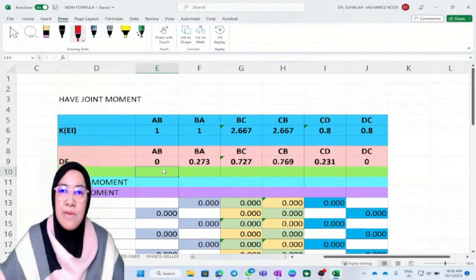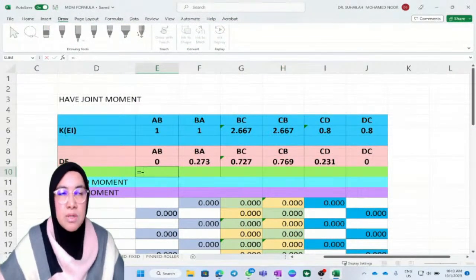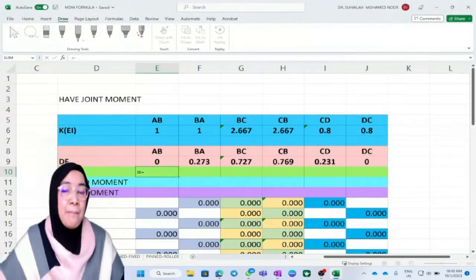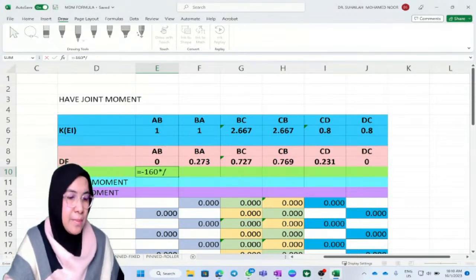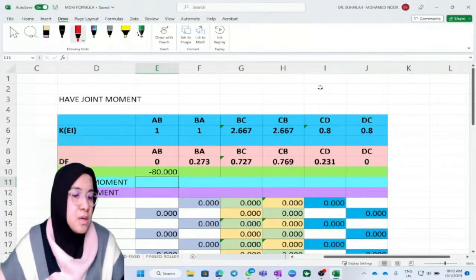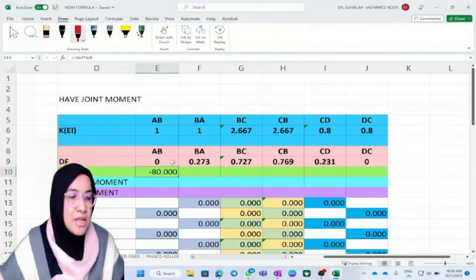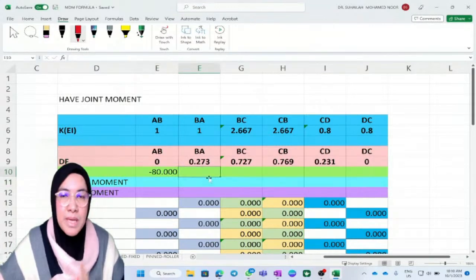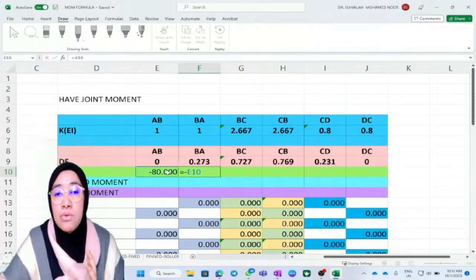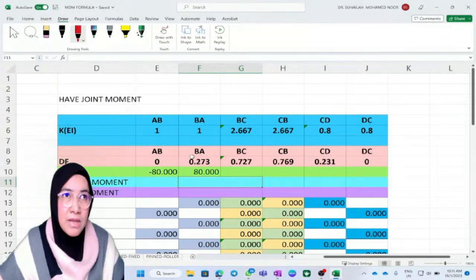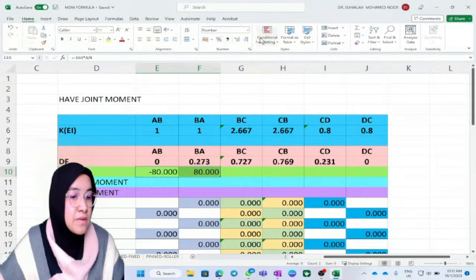For FEM AB, it is negative because of the behavior. P is 160, L is 4, divided by 8. We get negative 80. So for BA, we should get positive 80, because due to the loading we get one negative and one positive.